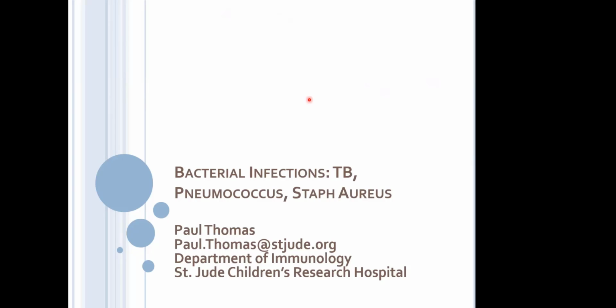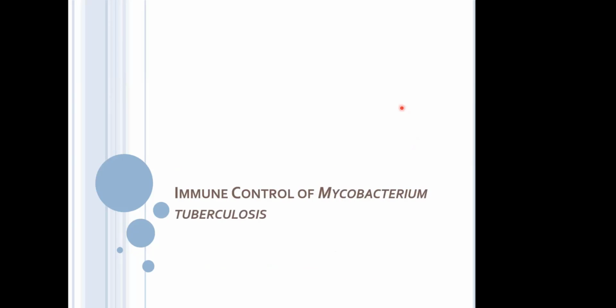Today we're going to be talking about bacterial infections, and we're going to cover TB, pneumococcus, and Staph aureus, so three very, very different pathogens. And hopefully you'll see I've tried to organize these in a way that'll bridge the types of intracellular pathogens we've been talking about thus far, the different acute and chronic viral infections, and into a really different kind of problem for the immune system, which are these extracellular pathogens that can't be targeted in the same way as an intracellular virus. So we'll start with TB.